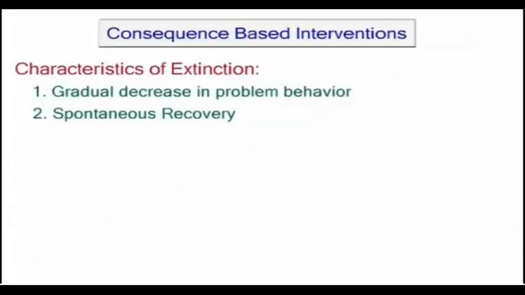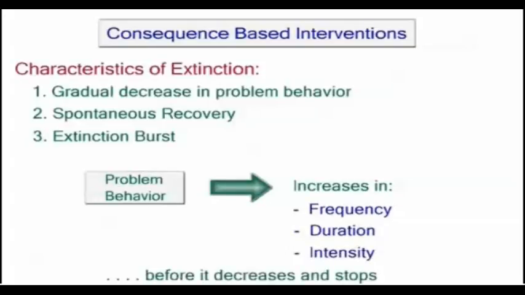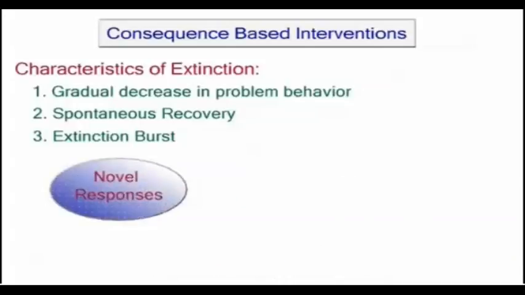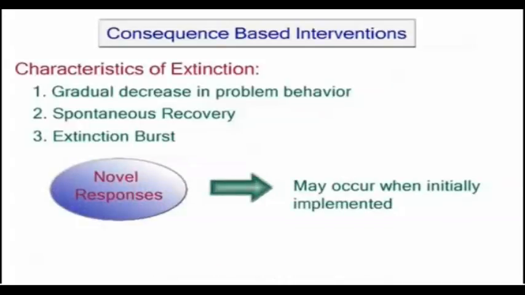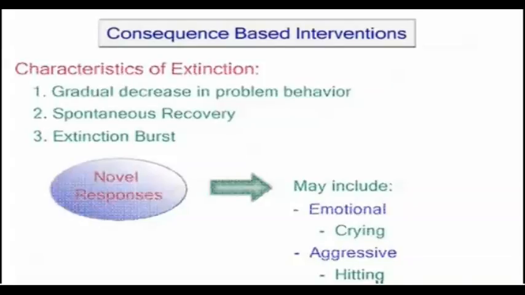Another characteristic of extinction is the extinction burst. An extinction burst is when the behavior on extinction briefly increases in frequency, duration, or intensity before it decreases and stops. Novel responses may also occur when extinction is initially implemented. Novel responses are behaviors that typically do not occur in a particular situation. Novel responses may include emotional and aggressive responses, such as crying and hitting. Practically speaking, an extinction burst is when the behavior on extinction actually worsens before it gets better.